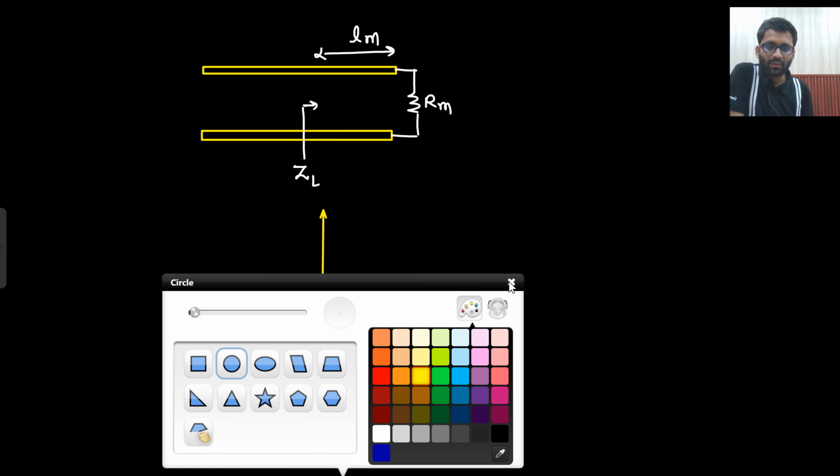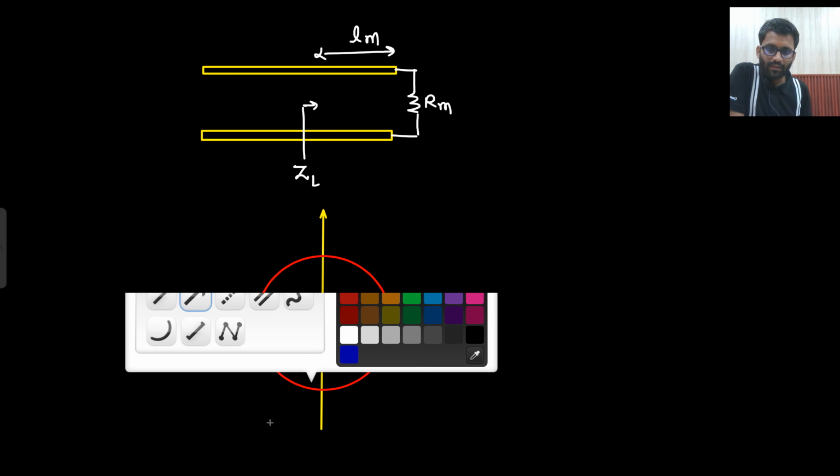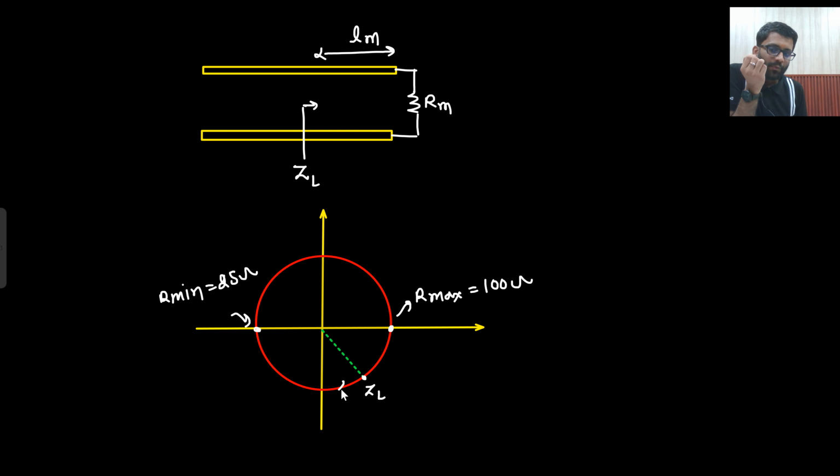That will be a complete circle. Better I should have drawn a circle only. So this is a complete circle. Here at this point you have your ZL. Here you get R minimum, here you get R maximum. This is my R maximum, which is 100 ohm, and this is my R minimum, which is 25 ohm. Okay, and I need to work in this direction, like this.